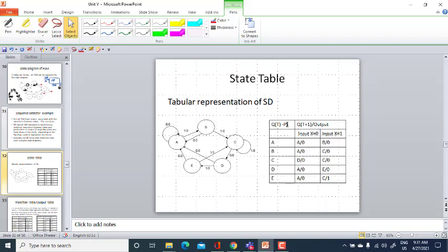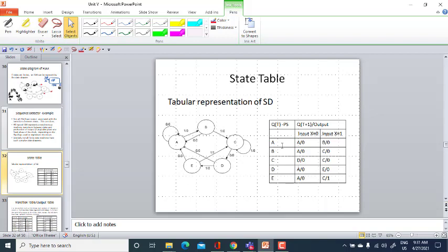Q of t is said to be the present state. Q of t plus 1 is said to be the next state, along with the output, which you are going to represent in the table. Now, what are the possible states in the state diagram? A, B, C, D and E.